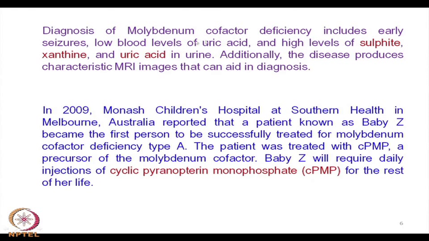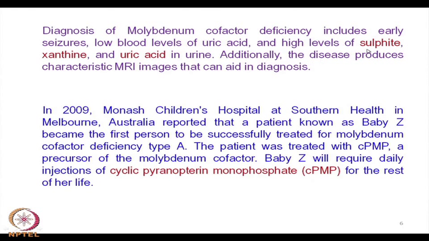So, with the deficiency of molybdenum cofactors, there are early seizures, low blood levels of uric acid, and high levels of sulfite, xanthine and uric acid in urine. So, if you go to some corresponding assimilation reactions where we get the corresponding nucleobases, the formation of uric acid, we will see that in the case of xanthine oxidase, the concentration of uric acid will vary from one particular part to the other. That means your nutrition for all these nucleotides is not right. So, you have some problem.